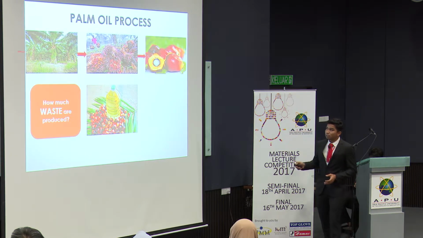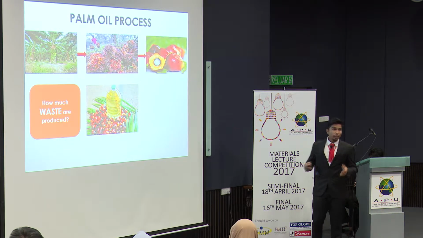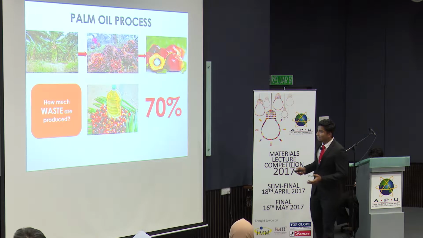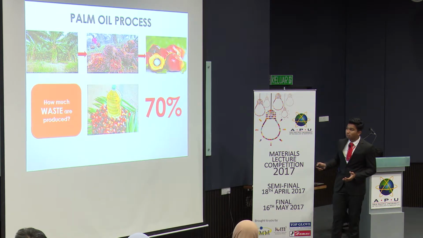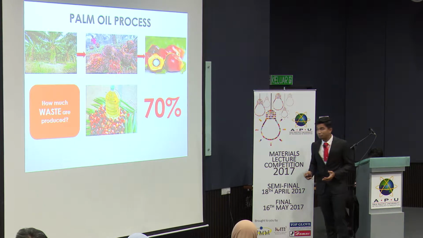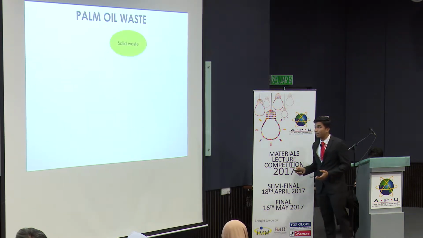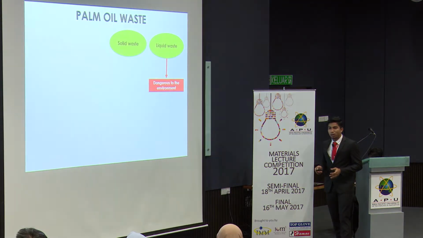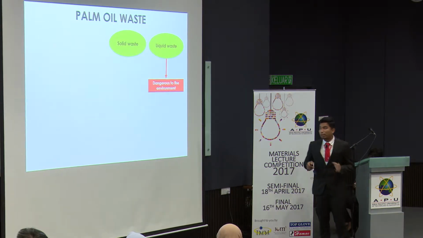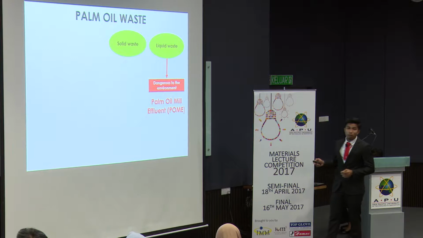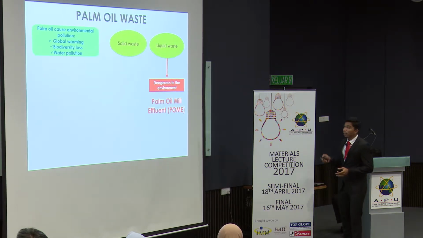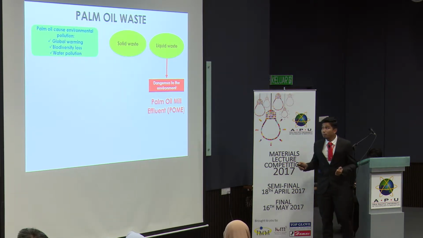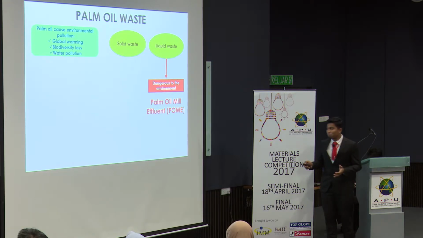However, throughout this process, from the palm oil tree itself to the palm oil itself, can you imagine how much waste is generated? Can you guess? 70% of waste is generated just to produce this palm oil from this palm tree. Very huge, isn't it? The palm oil waste can be divided into two, the solid waste and the liquid waste. The liquid waste is considered dangerous to the environment if not treated well. This is because this liquid waste contains the palm oil mill effluent, or what we call POME. As a whole, the palm oil industry can cause environmental pollution through global warming, biodiversity loss, and water pollution.